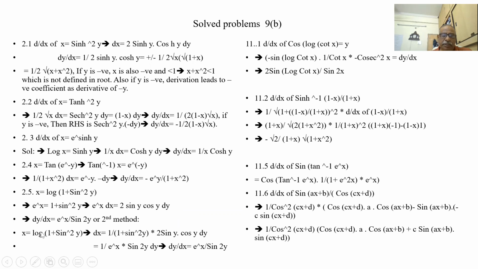Or there is a second method. x is log of 1 plus sin square y. So dx is equal to 1 by 1 plus sin square y into 2 sin y cos y dy. So if I re-simplify it, I get the same answer. 1 plus sin square y is e to the power of x, so we get e to the power of x by sin 2y. So same answer is coming, whatever method we choose.